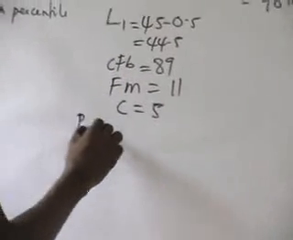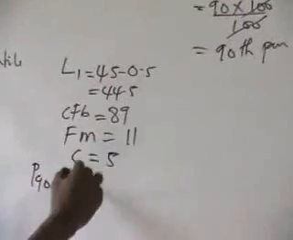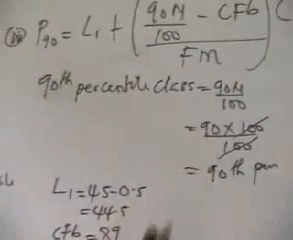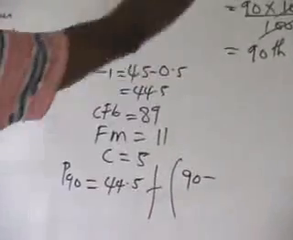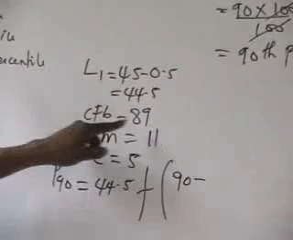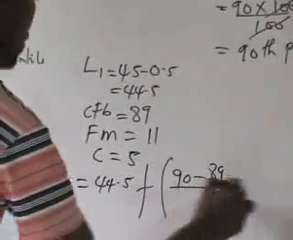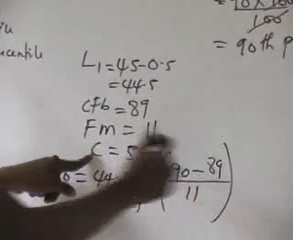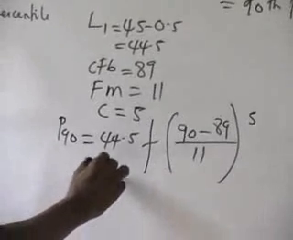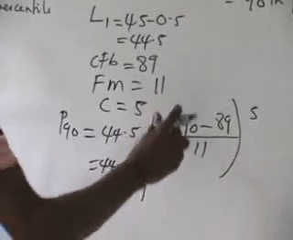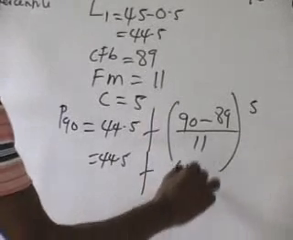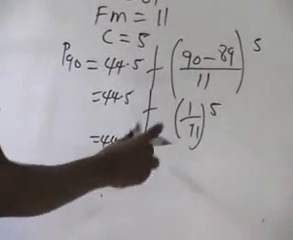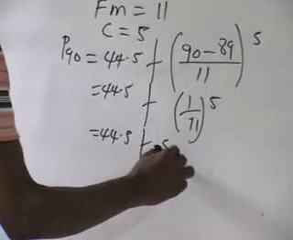So we now say 90 percentile equals L1, which is 44.5 plus, now all these things we have calculated, 90 minus CFB. Our CFB is 89. Then all over FM, which is 11. Your FM, 11. Then bracket C, which is equal to 5. So we now have 44.5 plus this minus it, that is 1 all over 11, bracket 5. So we now have 44.5 plus 5 times 1. 1 times 5 is 5 divided by 11.